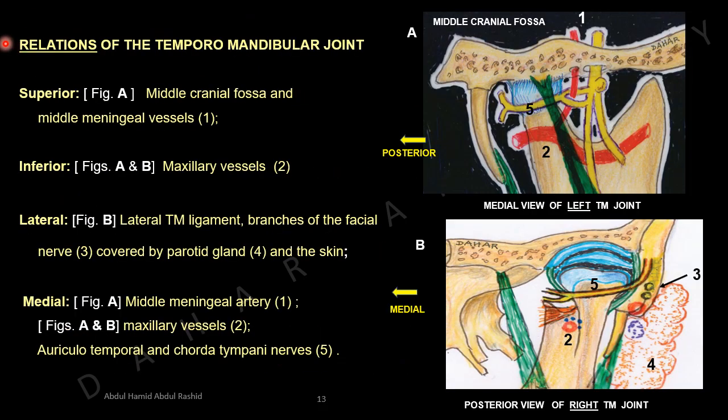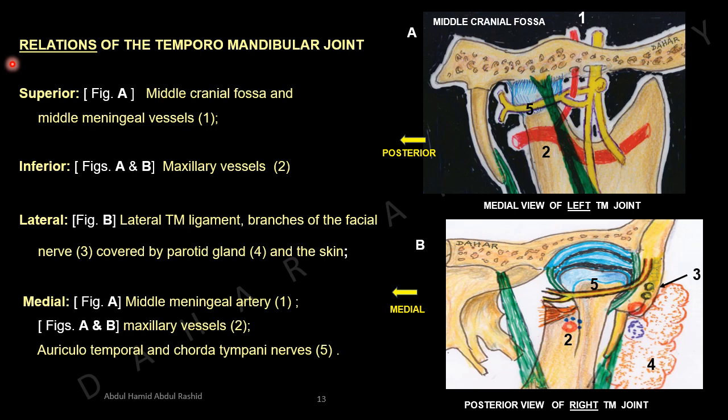Relations of the temporomandibular joint. In these slides, we have two diagrams. Diagram A is the left temporomandibular joint seen from inside. That is the medial view of the left temporomandibular joint. This is anterior, this is posterior. Diagram B is the right temporomandibular joint seen from behind. So this is lateral, this is medial.